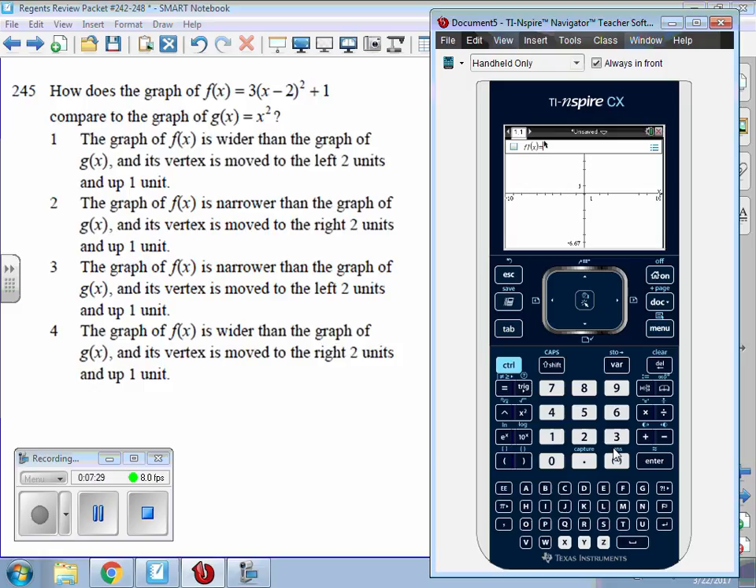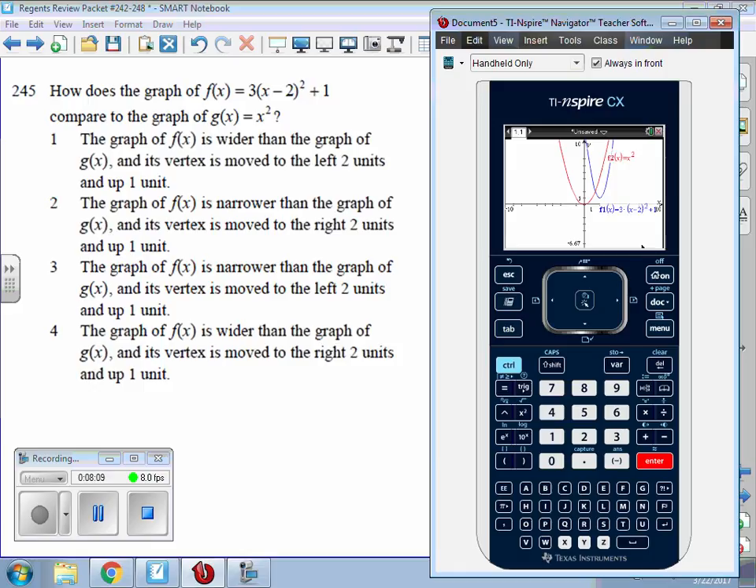So the first graph is 3 parentheses x subtract 2 parentheses squared plus 1. Okay. The second graph, I control G to bring up my box again, is x squared. So alright, I want to play with my scale a little bit. Let me make that top be a 10. Alright, that's pretty good right there. I can make a comparison now. So my f1 is the f of x, and my f2 is the g of x.